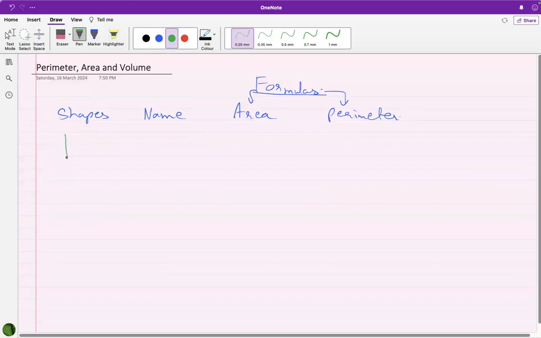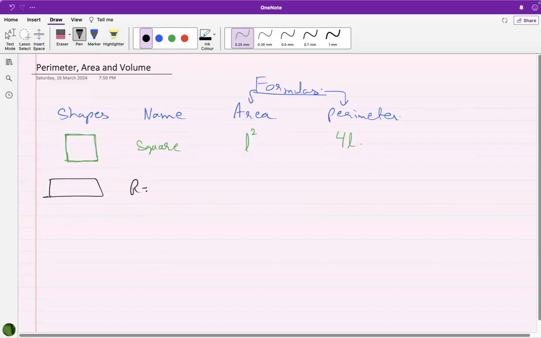Okay, let's say we have this first shape, and the name is square. To find the area, a square has four equal sides, so length times width, which is length times length. So that is length squared. And the perimeter will be 4 times length.